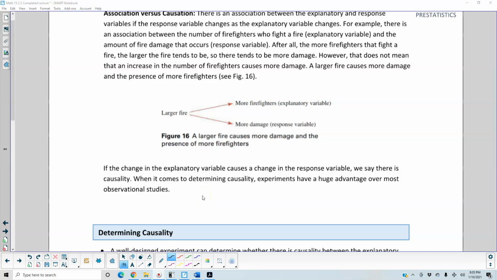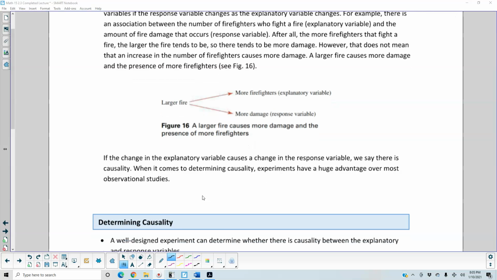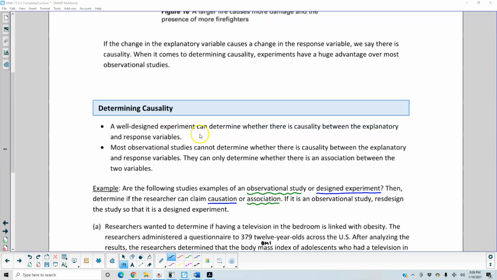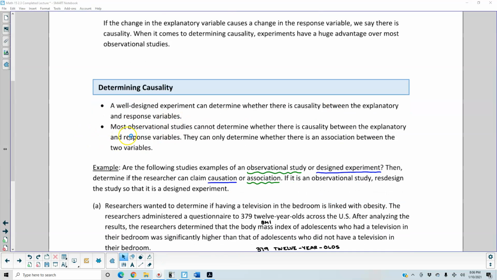When it comes to determining causality, experiments have a huge advantage over most observational studies. Determining causality: a well-designed experiment can determine whether there is causality between the explanatory and response variables. Most observational studies cannot determine whether there is causality between the two variables. They can only determine whether there is an association between the two variables.